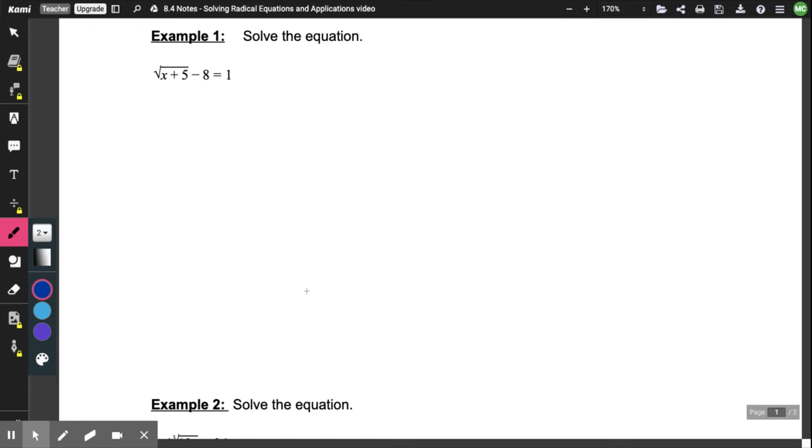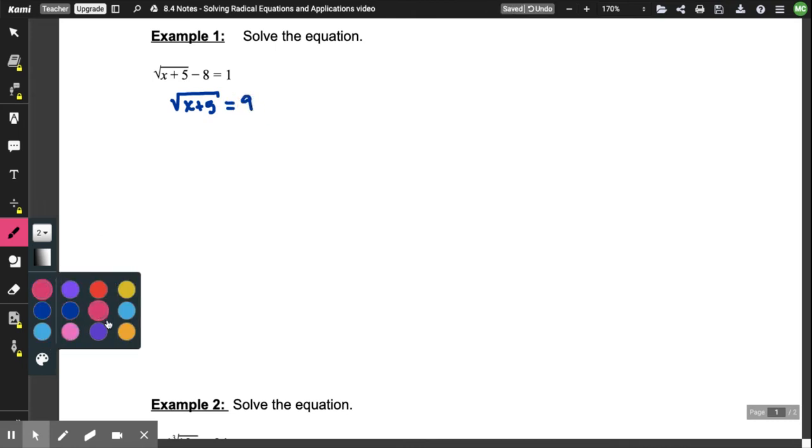Radical equations. Our first step is to isolate the radical on one side of the equation. So my radical in this one is this square root expression here. So to get that alone on one side of the equation, I'm going to add 8 once to each side of this equation. So that would give me 9 on the right.